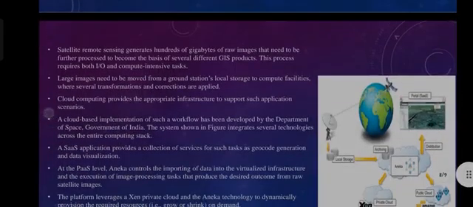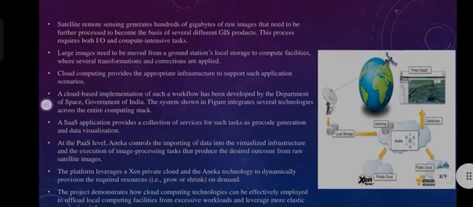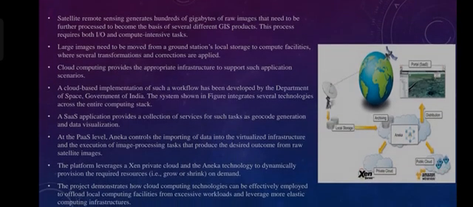Here, satellite remote sensing generates hundreds of gigabytes of raw images that need to be further processed to become the basis of several different GIS projects. This project requires both input, output and compute intensive tasks. Large images need to be moved from a ground station local storage to compute facilities where several transformations and corrections are applied. Cloud computing provides the appropriate infrastructure to support such application scenarios.